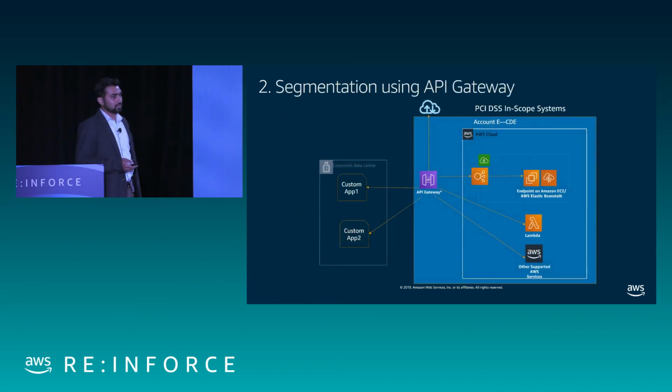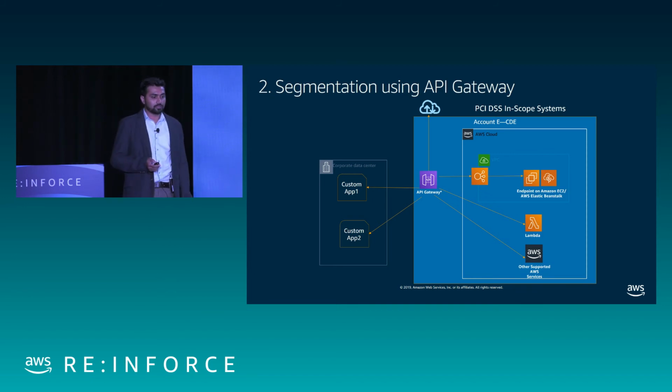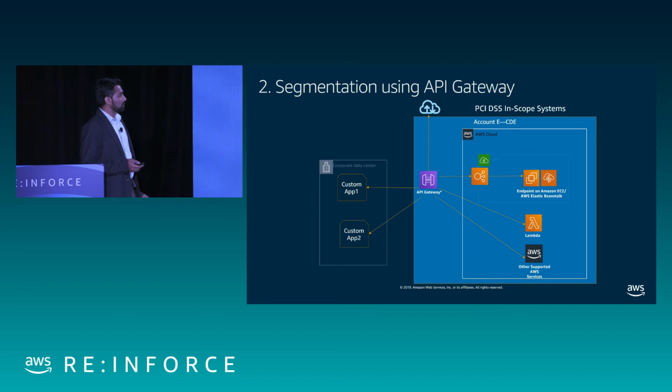This is how it looks. So on the one side, you have your customer data center where you have your custom applications and APIs. On the other side, you have your in-scope systems. An API gateway, the purple box there, is sitting in between, segregating these two environments. Despite using Amazon API Gateway, you still need to keep in mind that no CHD is flowing from any of the endpoints, and you need to validate for that.